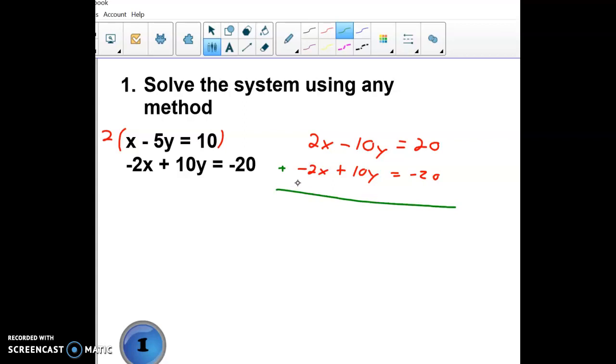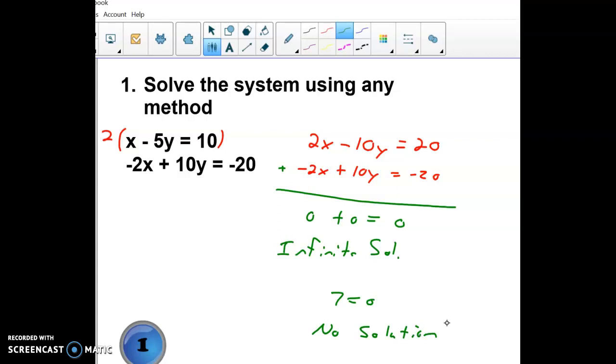And the x's disappear, the y's disappear, and actually we get 0 on this side too. So when that happens, you just got to remember that's our infinite solution. If we get where they aren't equal, if you get like 7 equals 0, then it's no solution. All right, but if the two sides are equal, then it's infinite solutions.